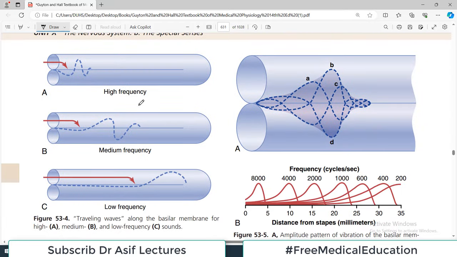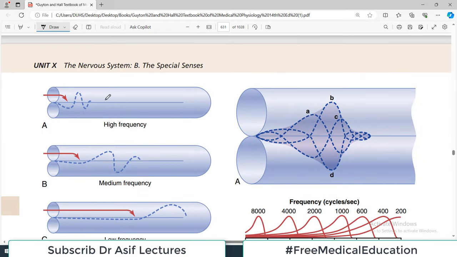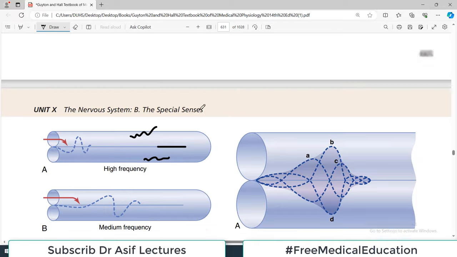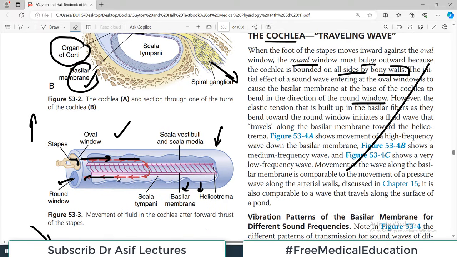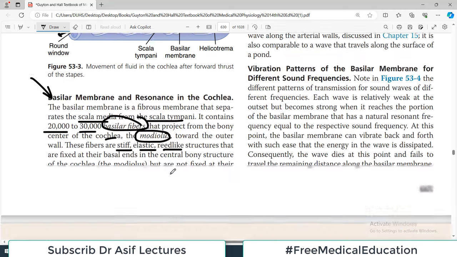We have actually covered this already, so that's the same diagram again. Imagine this is again the cochlear system. This is the basilar membrane, and this is the upper compartment and this is the lower compartment. It is exactly a replica of this diagram. You see, above is the scala vestibuli and media, and below is the scala tympani.